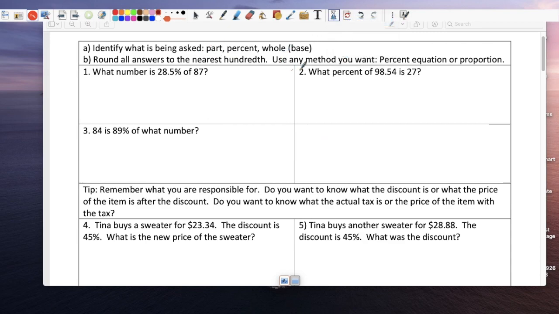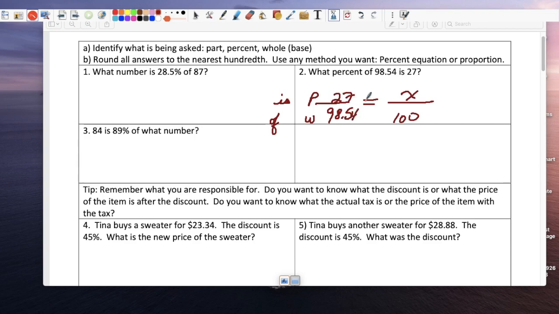For number two, what percent? Well, obviously, again, I'll do a percent proportion this time around. So 100, this is part, this is the whole, and this is the percent. So the percent is what we're missing, so let's call that x. Of 84, so again, remember, I'll write of over here, is, that's another way of remembering this. So of 98.54, so that's my whole, is 27.